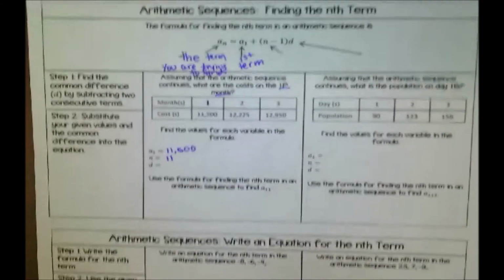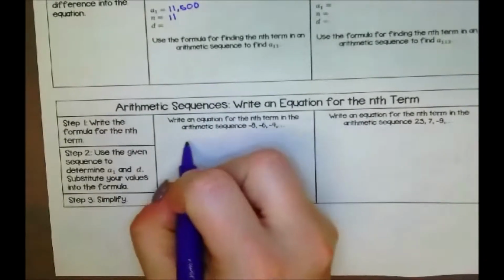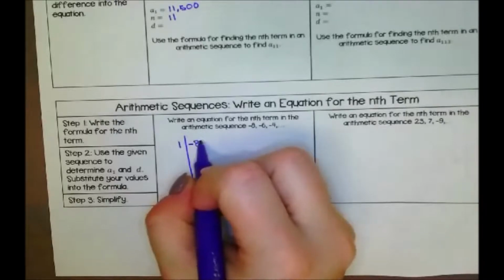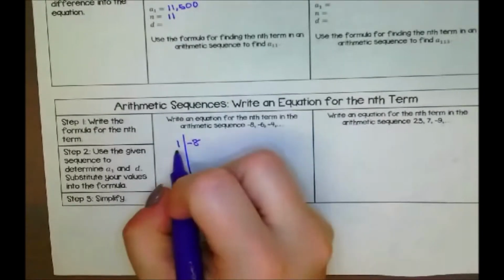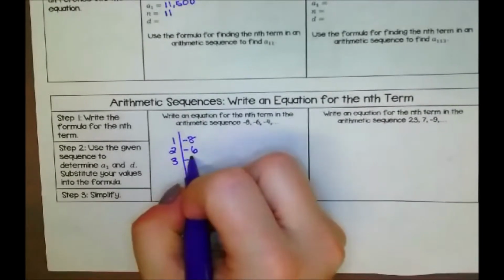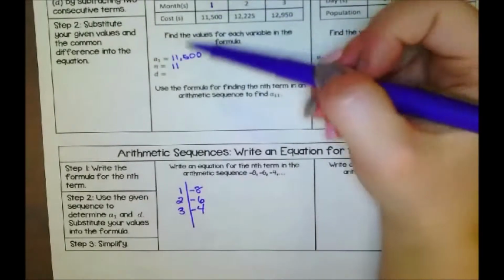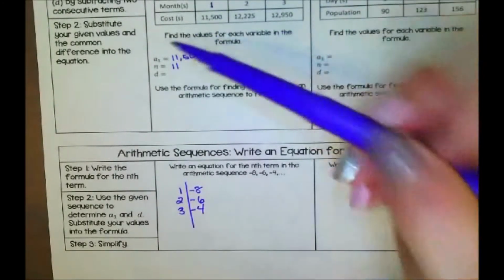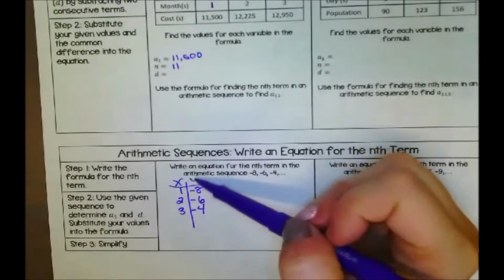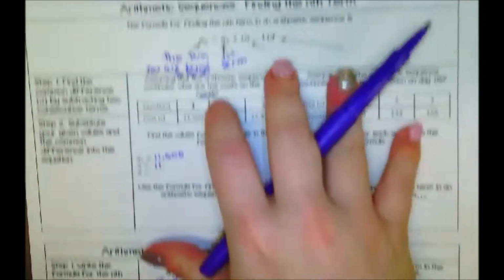This also works, by the way, table-wise. Down here when you're writing an equation, you can make a table from this. Your first term is negative 8. Your second term is negative 6. Your third term is negative 4. So all of these ideas are the same. You can take your table and know what your first term is. You can take each term and know how to put it on your table. So this is going to come into play a little bit later.